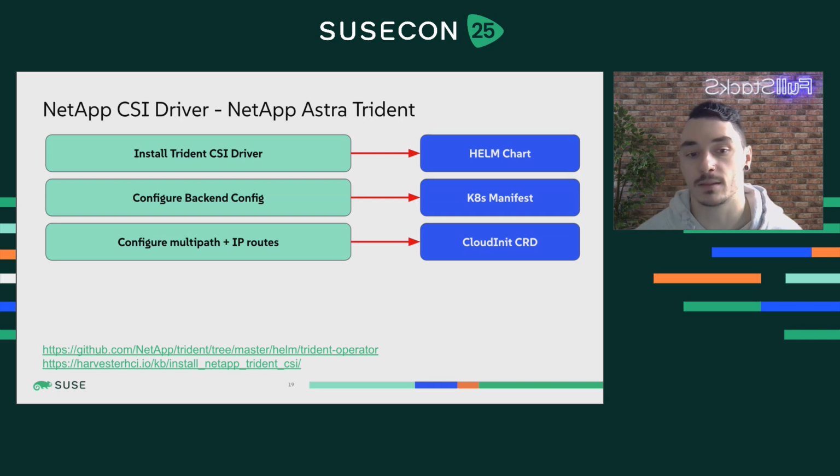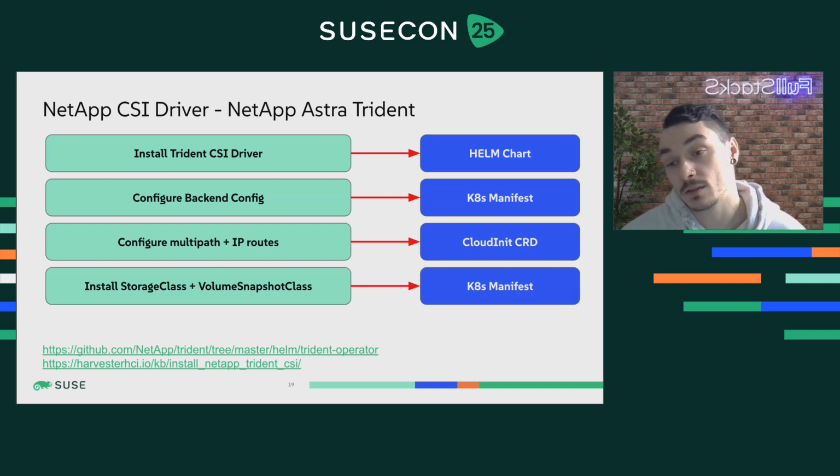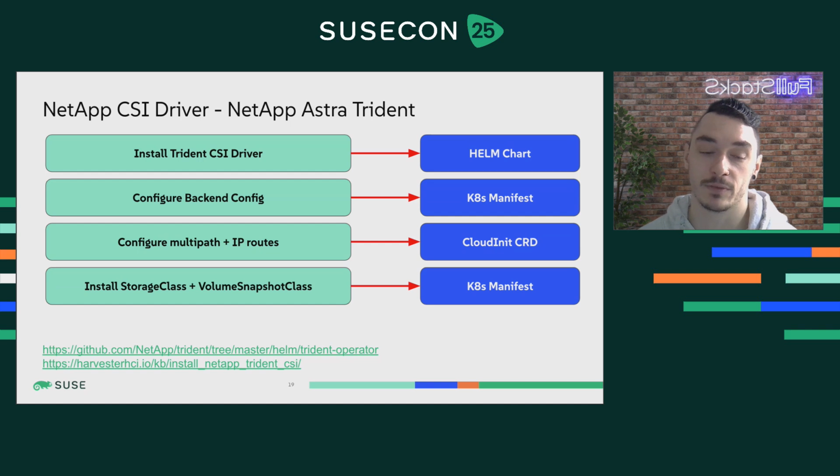And again, since this is a cloud-init custom resource definition, a Kubernetes object, it is just a Kubernetes manifest. The last thing you need to do is install a storage class and the volume snapshot class. These are Kubernetes native objects, pretty much linking the Trident driver to a Kubernetes storage class that can then be used for requesting storage. And this is also a Kubernetes manifest.